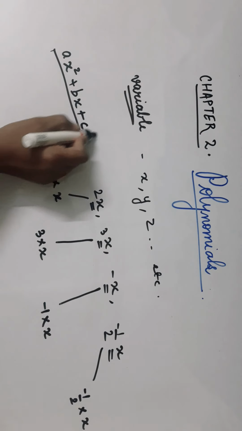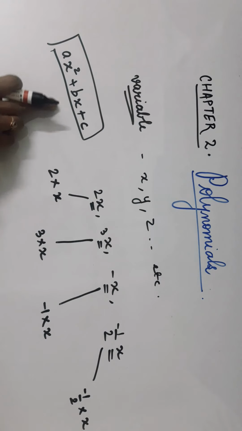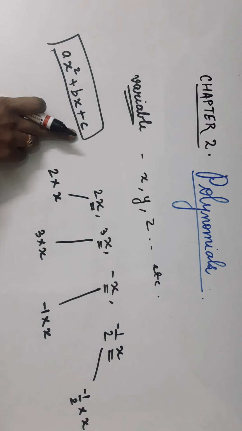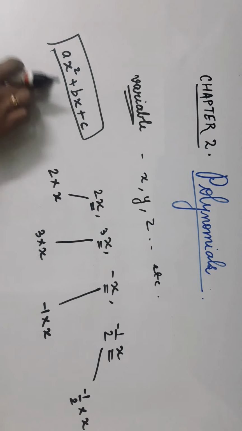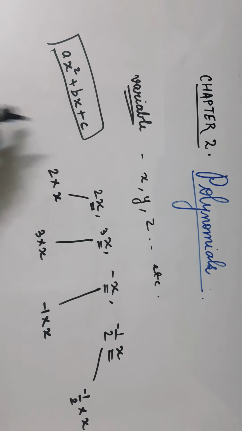Now in this expression, a, b, c are the constants. Okay, x is a variable. In this expression, x is a variable, a, b, c, these are the constants, unknown constants. Clear? So when we don't know the constant, in this form we write the algebraic expression.